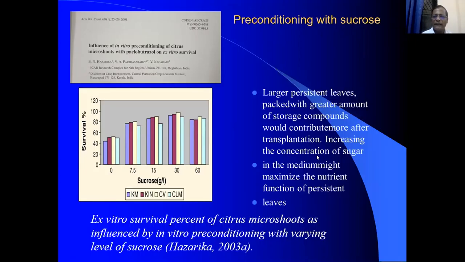And increasing the concentration of the sugar in the media might maximize the nutrient function of the persistent leaf. So here the role of the persistent leaf is also important. As there will be more persistent leaf, there will be more survival percentage.